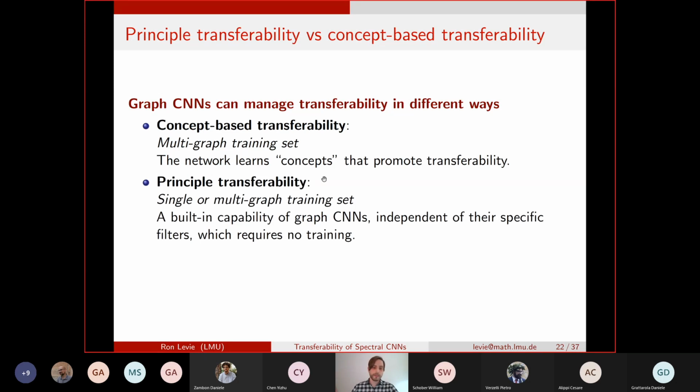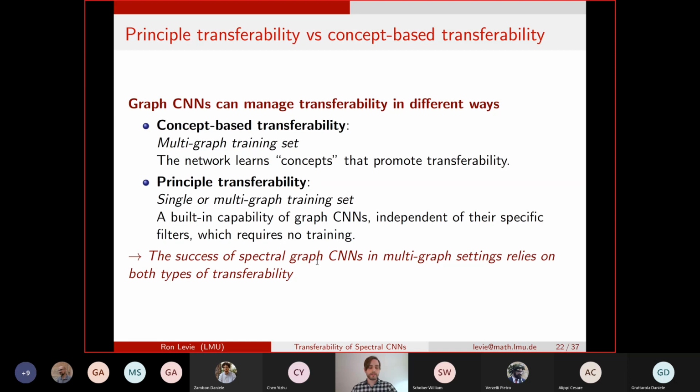Now, on the other end of the spectrum, we have principal transferability, and this is what we proved in theory. This is the built-in capability of graph convolution networks to transfer between graphs, and it doesn't depend on a specific choice of the filters, and it doesn't depend on training. We believe that in practice, spectral graph convolution networks achieve good results in multigraph settings due to both of these types of transferability. But it is interesting to ask whether it is possible to somehow isolate principal transferability from concept-based transferability and test in experiments if we indeed have principal transferability.